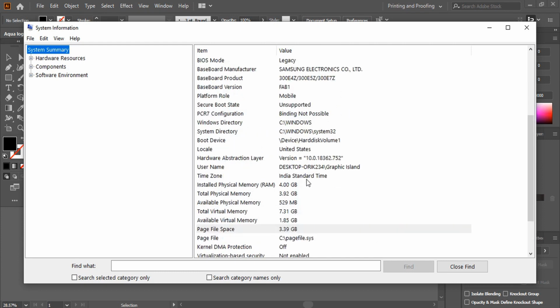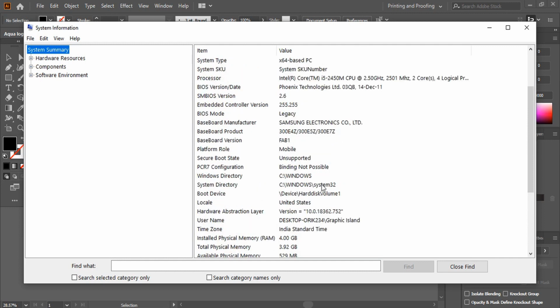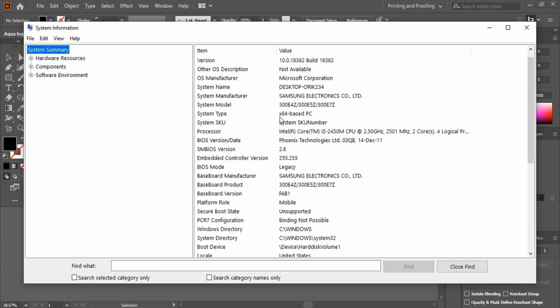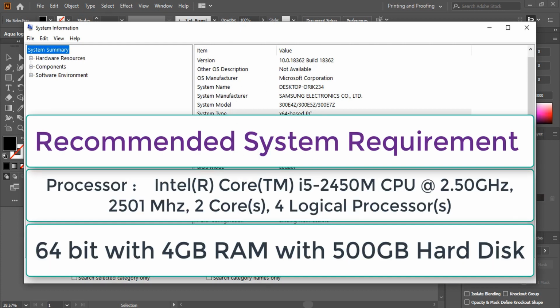So the most important thing while buying a computer, you must remember, is a 64-bit PC and an Intel Core i5 processor. i5 is very important. You must remember this one. Don't ignore i5. And if you can buy i7, that's fine, but keep this as the minimum requirement.